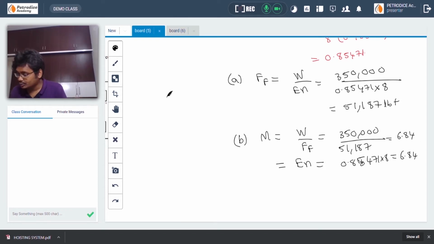You have to remember this other definition: E is equal to W by N times F of F. This is the other definition for efficiency.